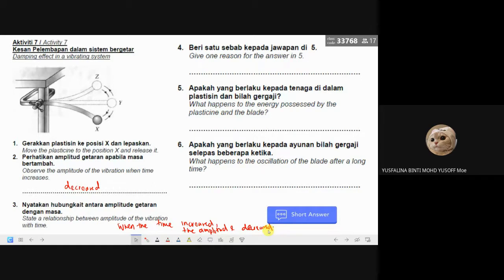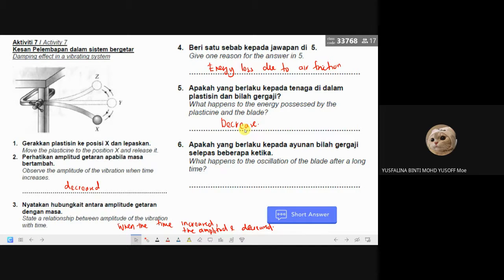And give one reason why the amplitude decreases. So this one is actually the energy loss due to the air friction, right? So the energy loss due to air friction. Okay, what happened to the energy possessed by the plasticine and the blade? The energy will decrease, because I already told you the amplitude represents the energy.